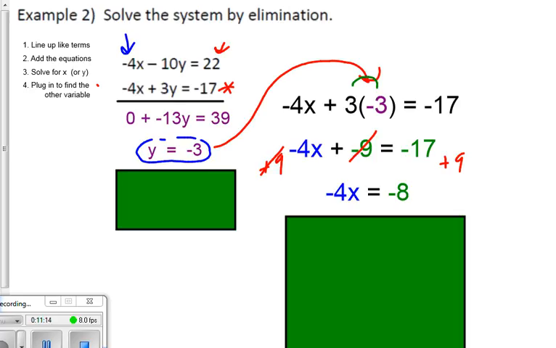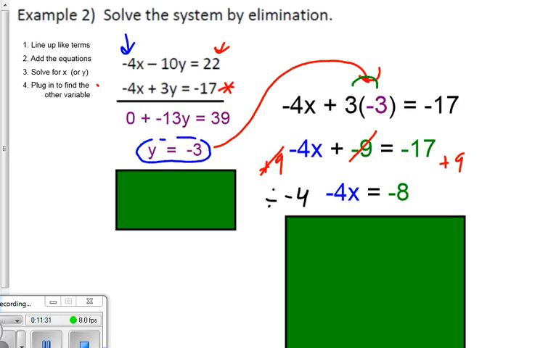Negative 17, and then we're adding on 9 would put us up to negative 8. So now we have negative 4x equals negative 8. How do we get rid of that negative 4? Well, again, we're dividing our whole thing by negative 4.